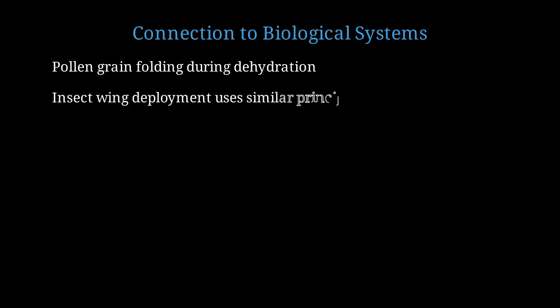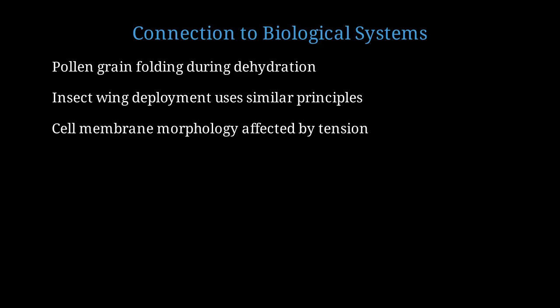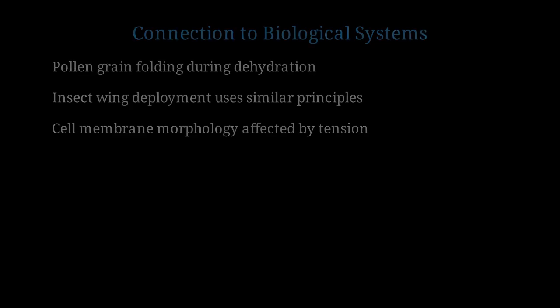Some insects use capillary forces to help deploy their wings after emerging from the pupal stage. Fluid movement through wing veins creates pressure differences that help unfold and stiffen the wings. Even at the cellular level, membrane tension plays a crucial role in determining cell shape. While not exactly capillary origami, the same balance between tension and bending energy governs membrane morphology.